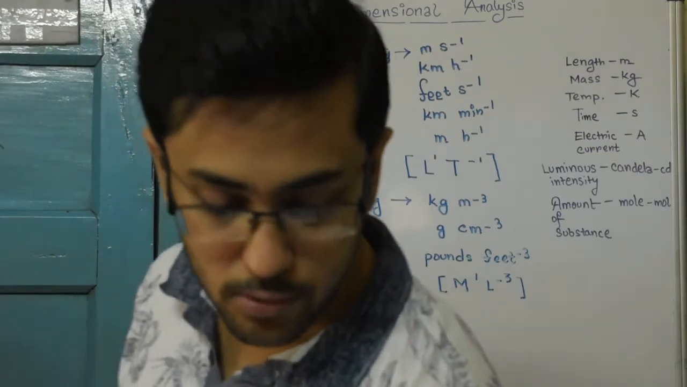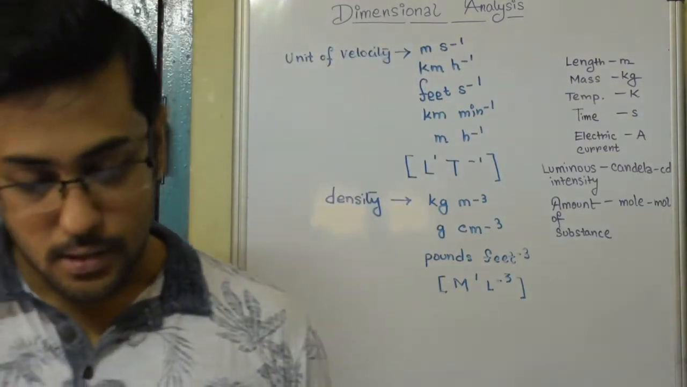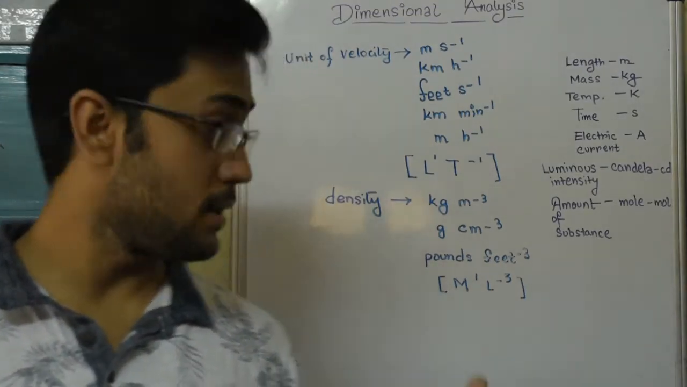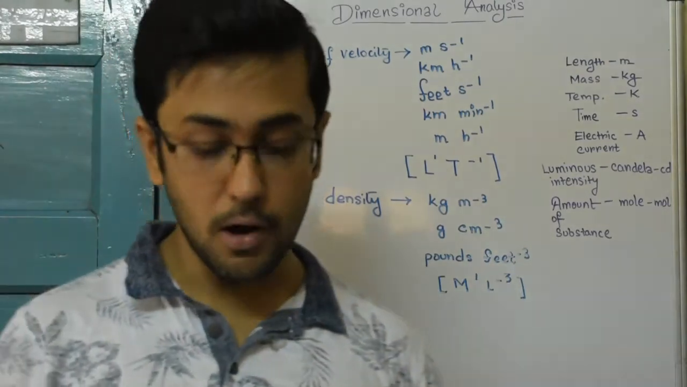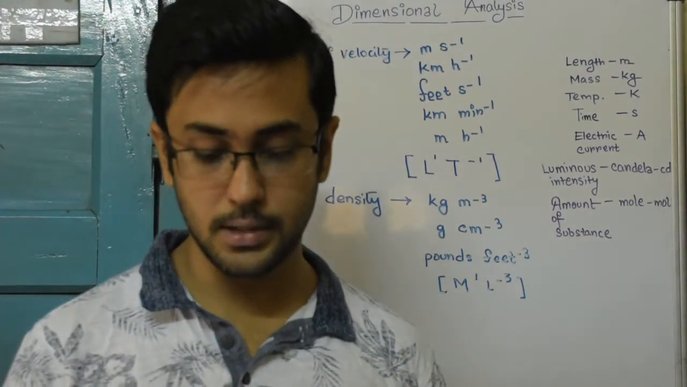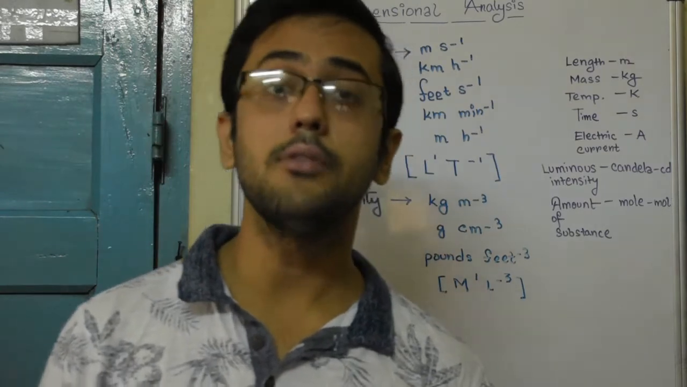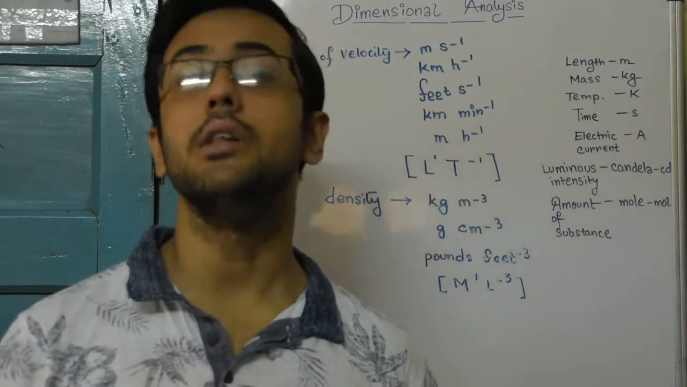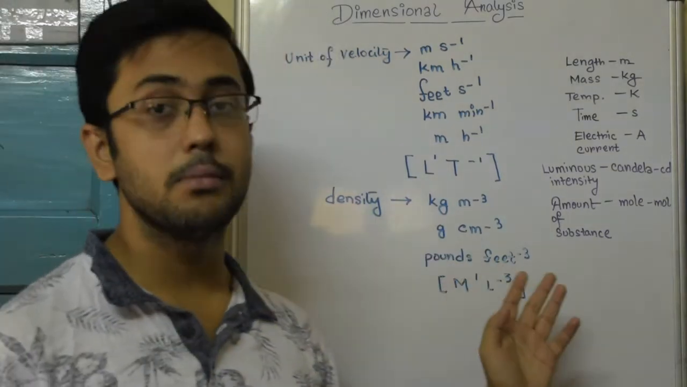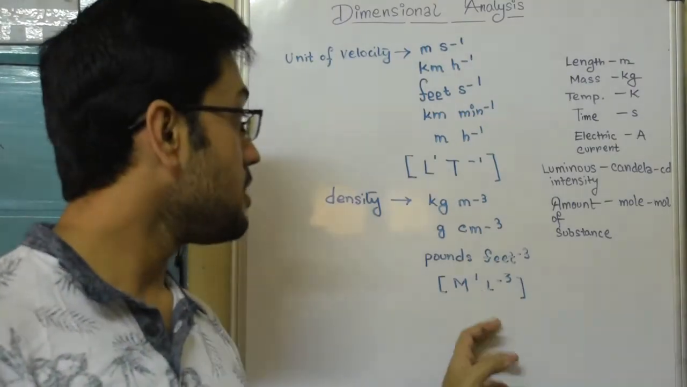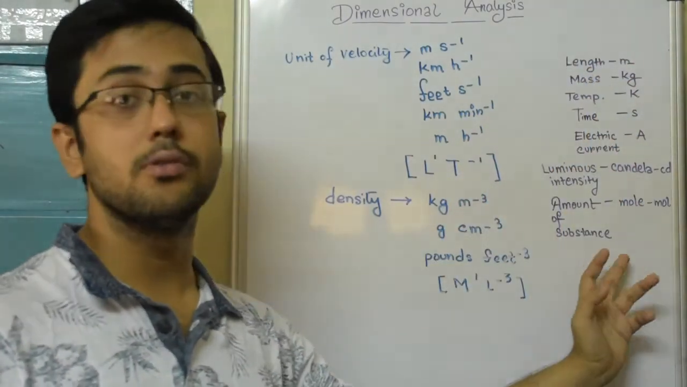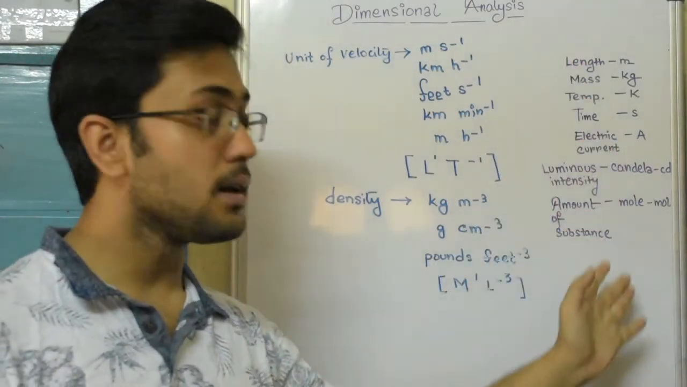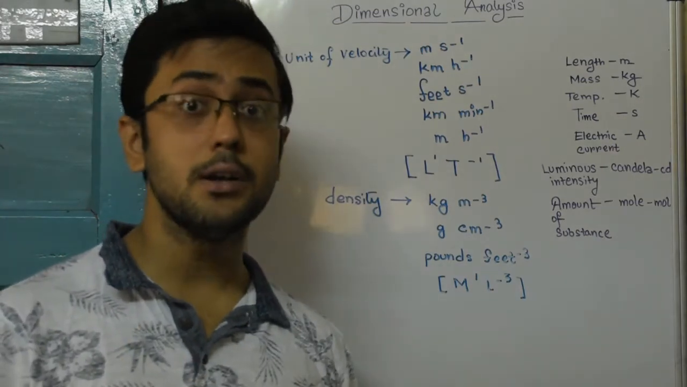Now in your book you shall find that the first definition they have given is that the dimensions of a physical quantity are the powers to which the fundamental units are raised in order to obtain the derived unit of that quantity. So this portion is important: the powers to which the fundamental units are raised. Whenever we are talking of dimensional analysis, we will only deal with the fundamental units, that is these 7 units. We shall try to represent all the derived quantities in terms of these 7 units only.